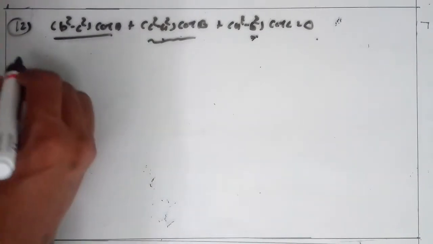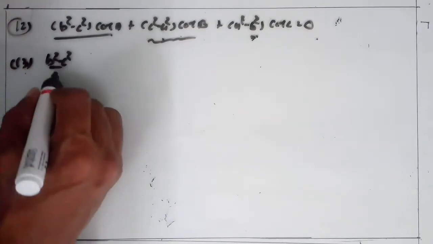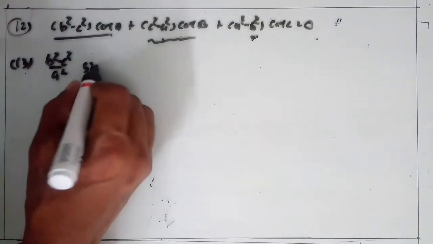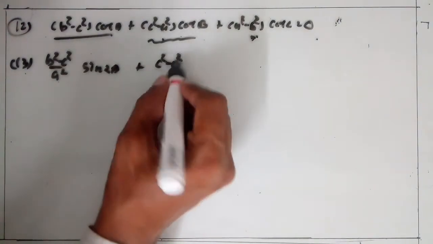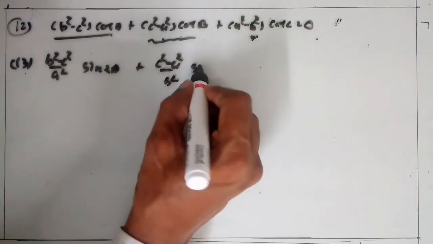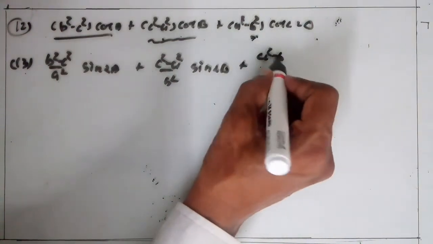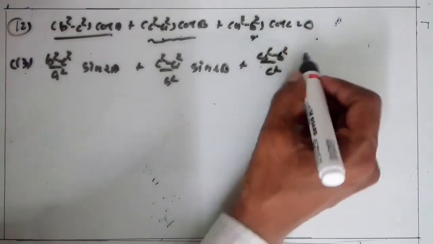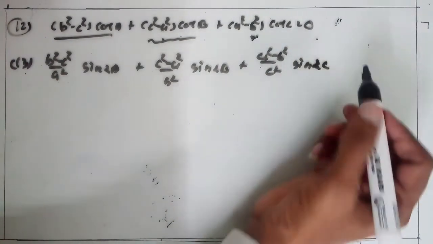Similarly, in question number 13, (bx² − x²)/x² sin 2a + (x² − x²)/b² sin 2b + (x² − b²)/c² sin 2c, prove that it is equal to 0.